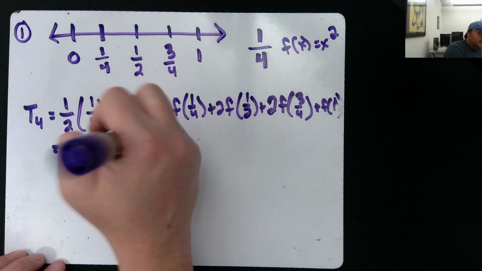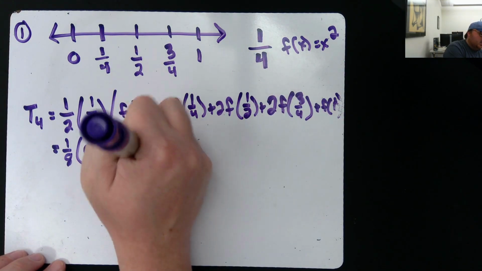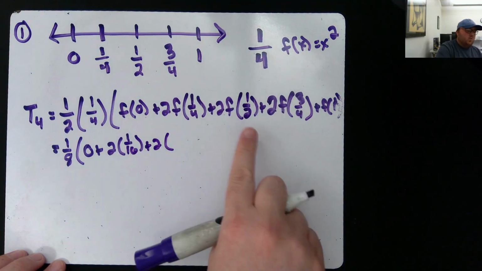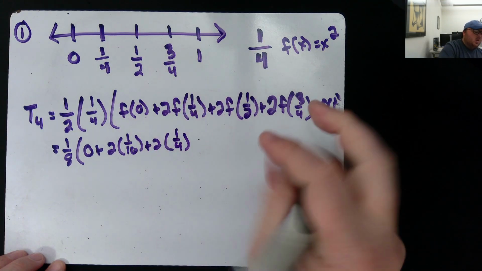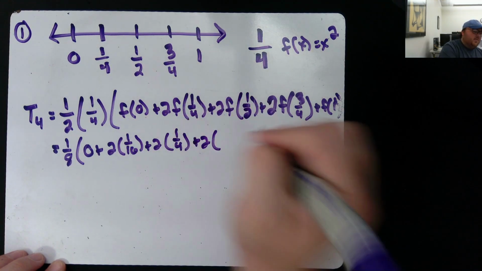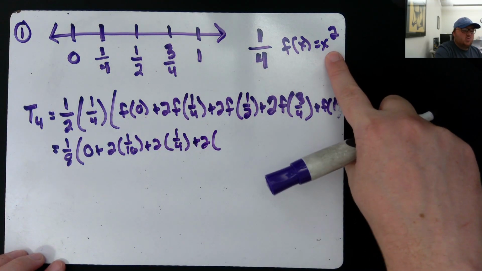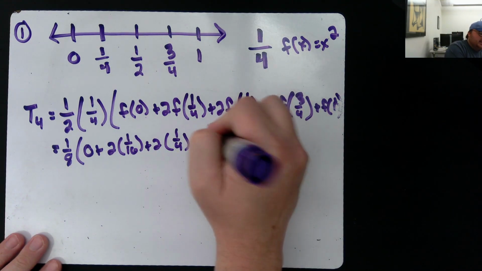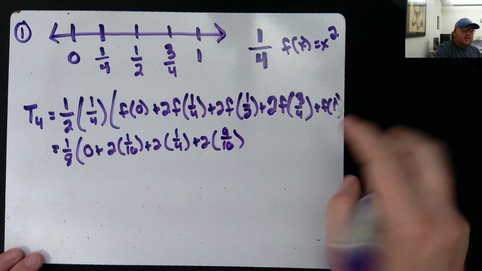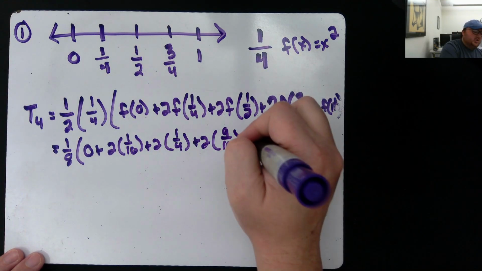1/4 squared is 1/16, plus 2f of 1/2. 1/2 squared is 1/4, plus 2f of 3/4. 3 squared is 9, 4 squared is 16, so 9/16, plus f of 1. 1 squared is just 1.